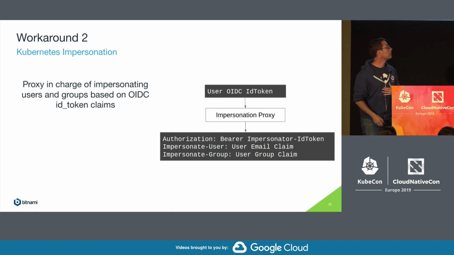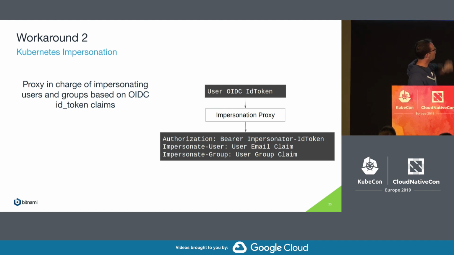So by knowing this, we can just put up another proxy, and we're going to have two proxies, that will take the ID token, do the verification, and on the other end, inject the new modified authorization header and inject those two new headers.